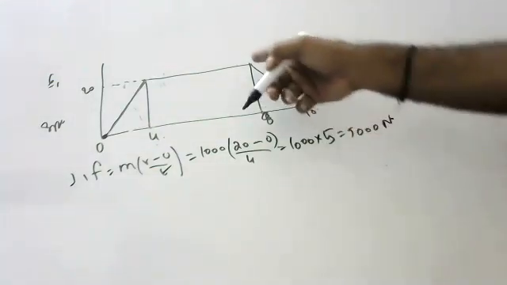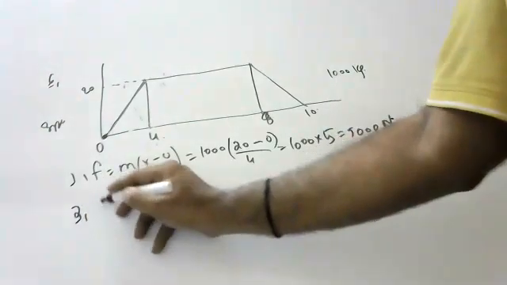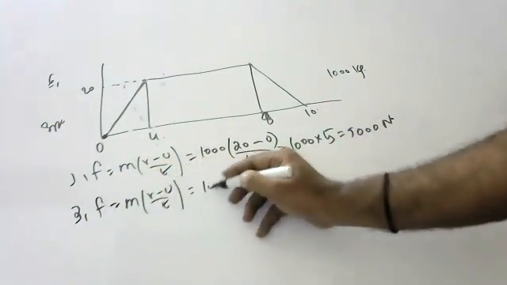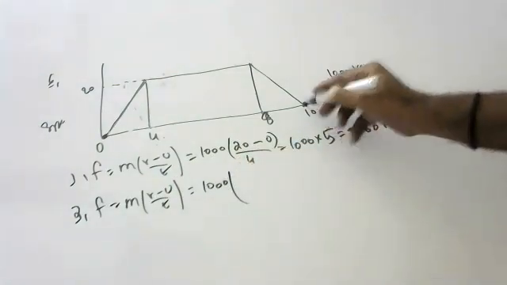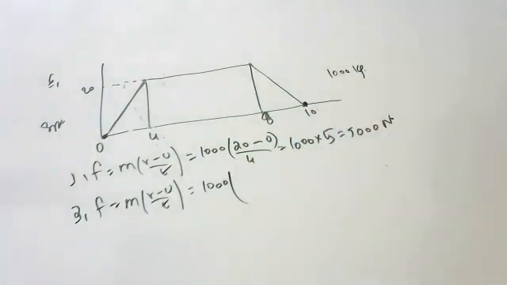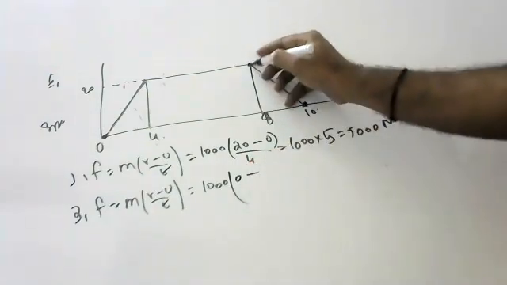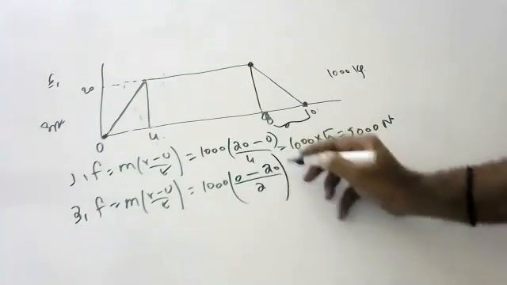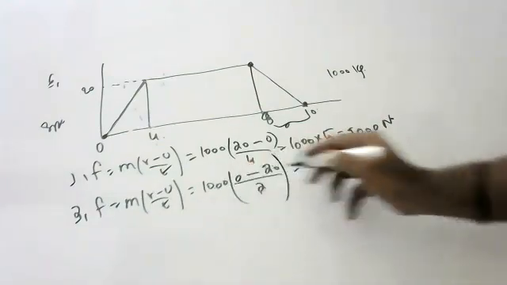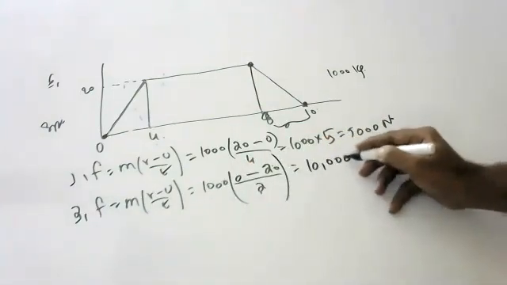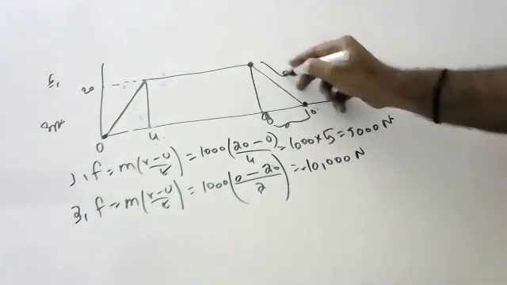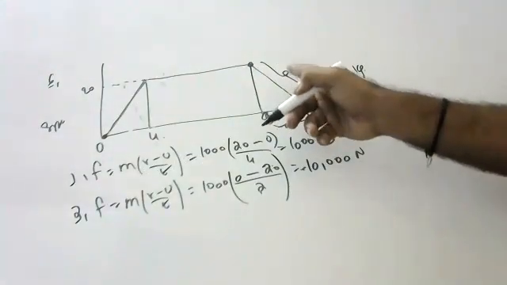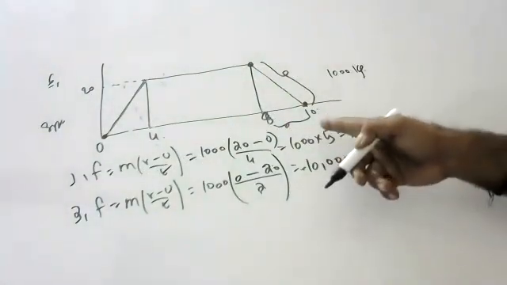Let's find here also, children. F is equal to m into v minus u by t. 1000 into, here final velocity is how much? 0. Initial velocity is how much? 20. In time how much? 2 seconds. 20 by 2 is 10. 10 into 1000, 10,000 Newton. This is the maximum force applied. Here means here maximum. To stop the car, they are applying more force than to start the car.